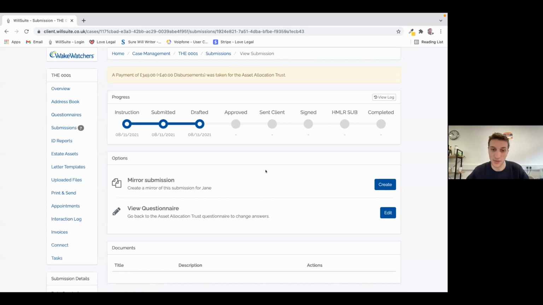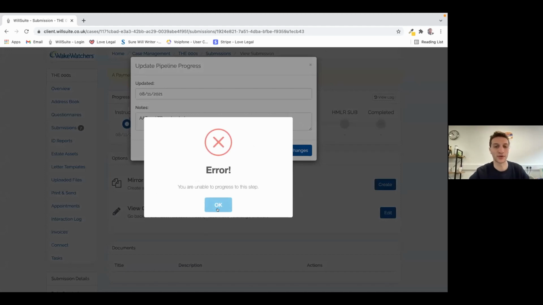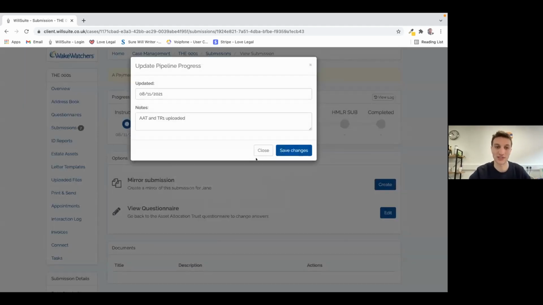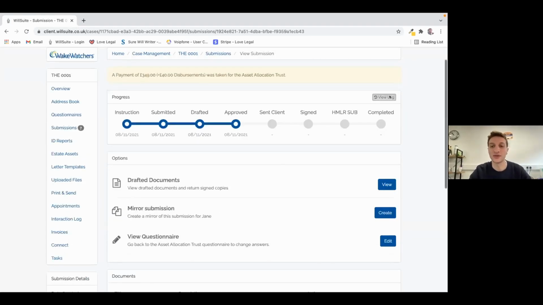Once the solicitor is happy, reviews the documents himself, so when he gets notified that the documents have been drafted, he will then progress the case to the approved step. He will say, for example, "AAT and TR1 uploaded." Then what that will mean is you're going to progress to this step. Obviously, because I'm not a solicitor, but that's what a solicitor will do. We will just progress the case forward to this step. And then obviously, if we refresh now, that's what we'll see.